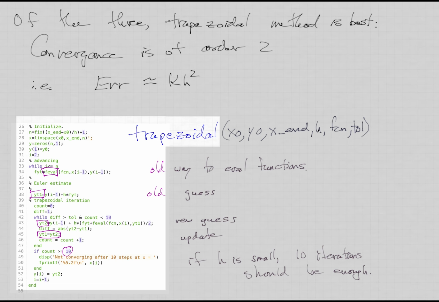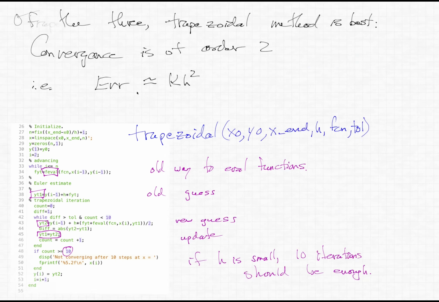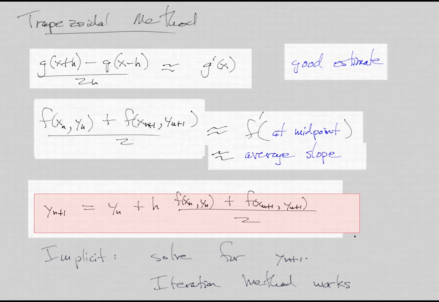You give it the h, right? The h, the intervals between x values. You give it the function, but there's one extra argument at the end, which is the tolerance. That is, how accurately do you want this equation to be solved at every step of the way?